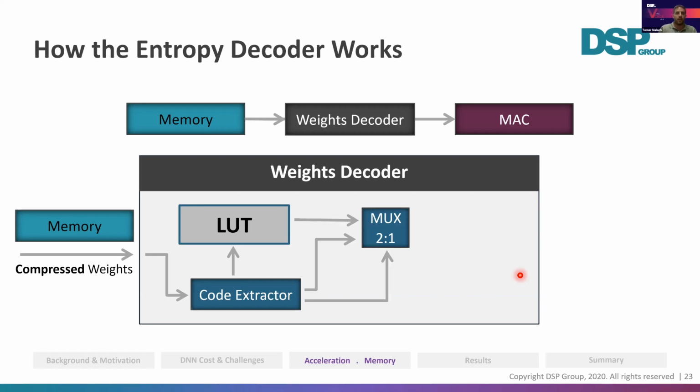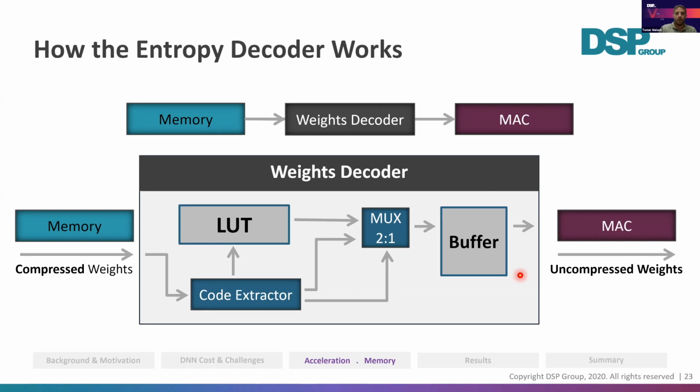The MUX selects one of the outputs from the lookup table in case the weight is common, or from the code extractor if the weight isn't common. Then the MUX writes it into a buffer, and the MAC takes the weights from the buffer and not from the external memory.